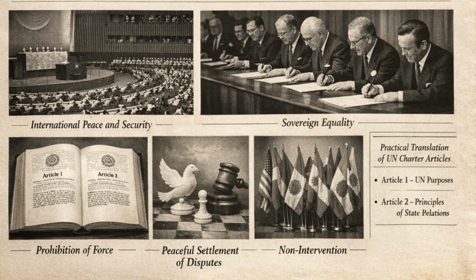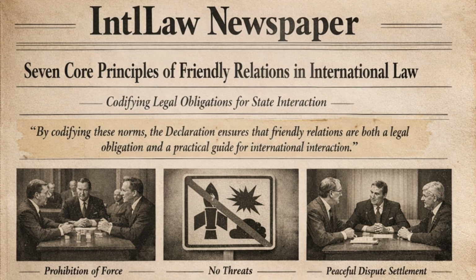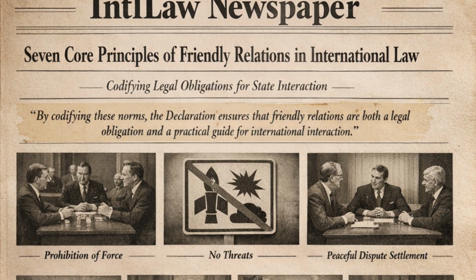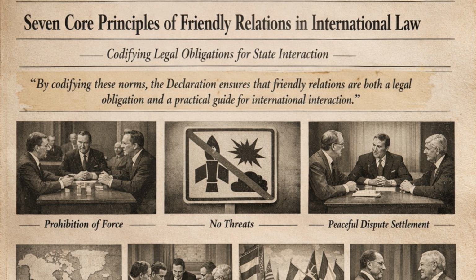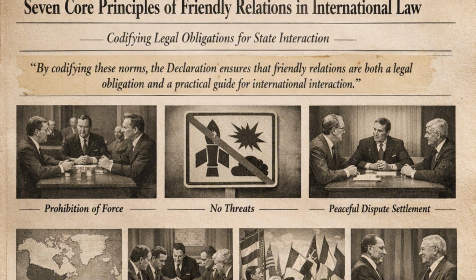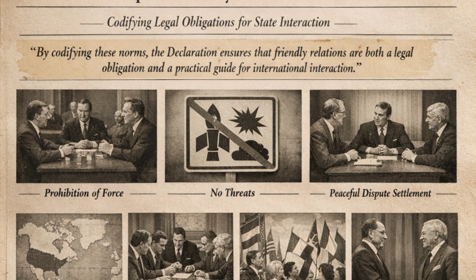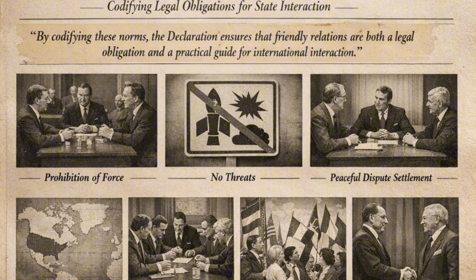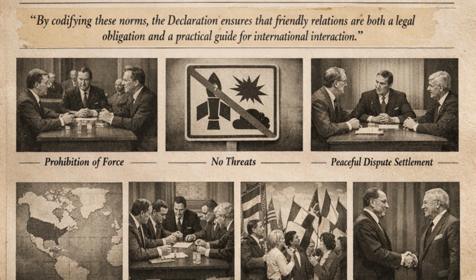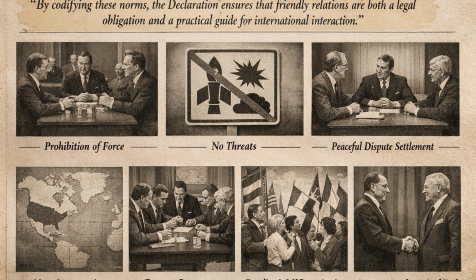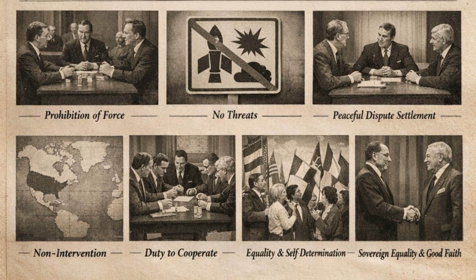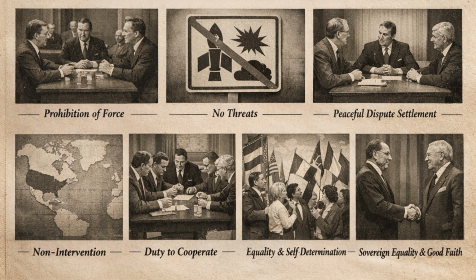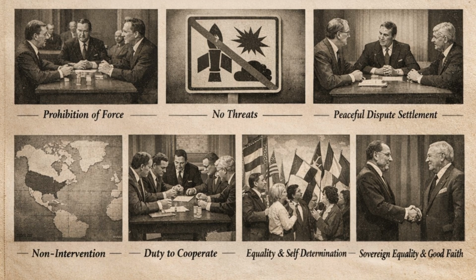The Declaration enshrines 7 key principles: prohibition of the use of force, prohibition of the threat to use force, peaceful settlement of disputes, non-intervention in the internal affairs of states, duty to cooperate, equality of peoples and the right to self-determination, and equality of sovereign states and performance of obligations in good faith. Together, they form the core of friendly relations in international law.